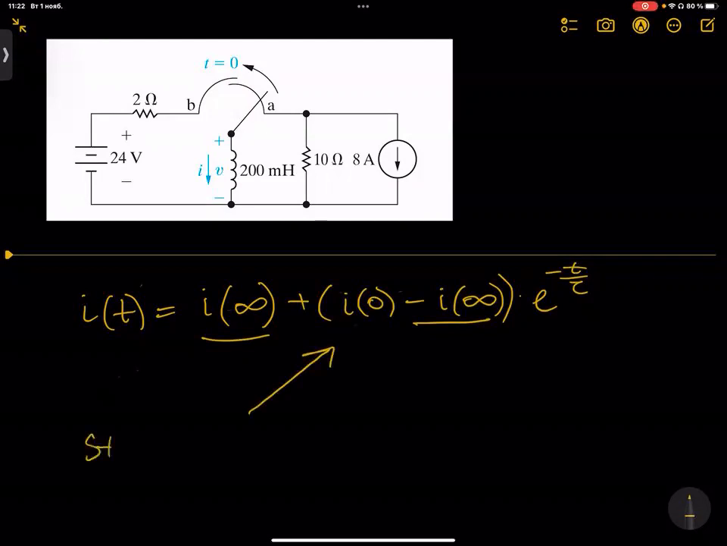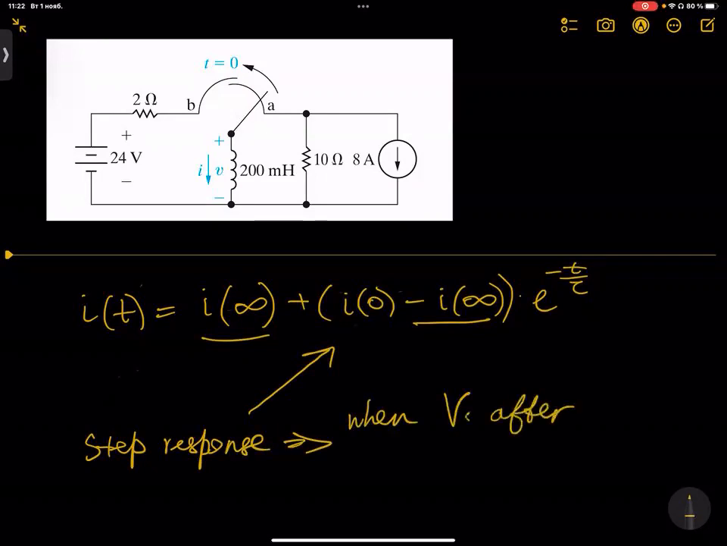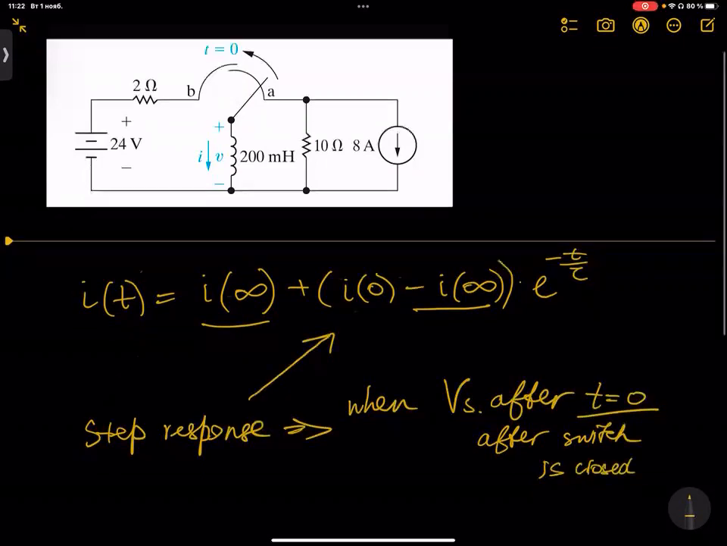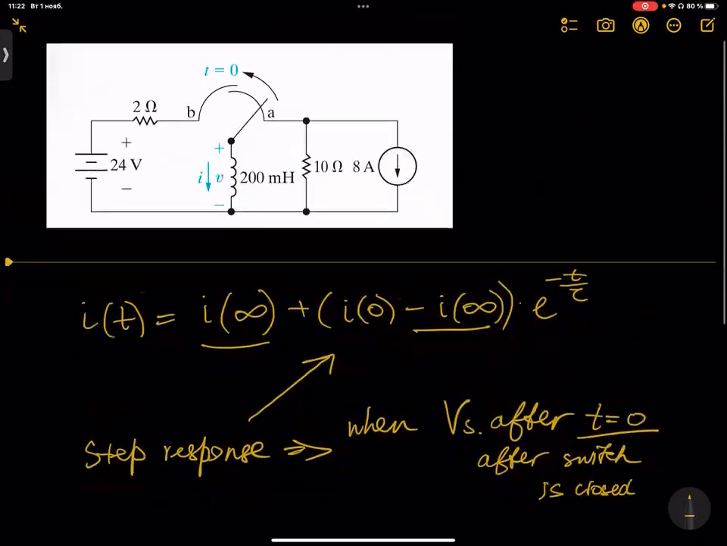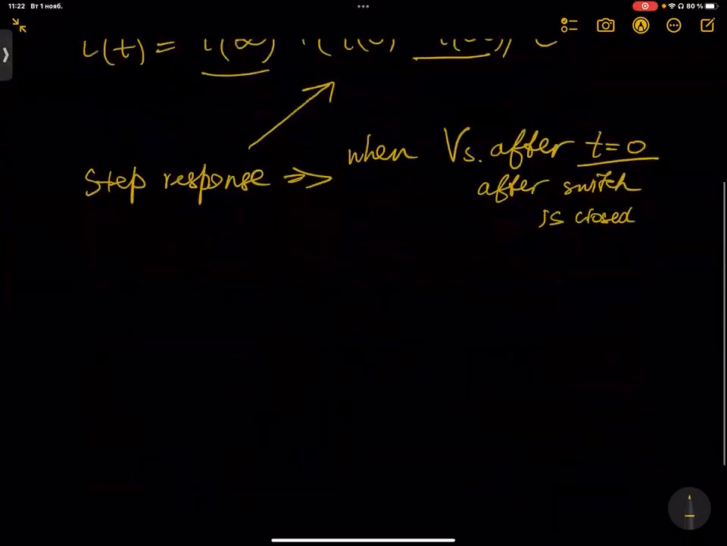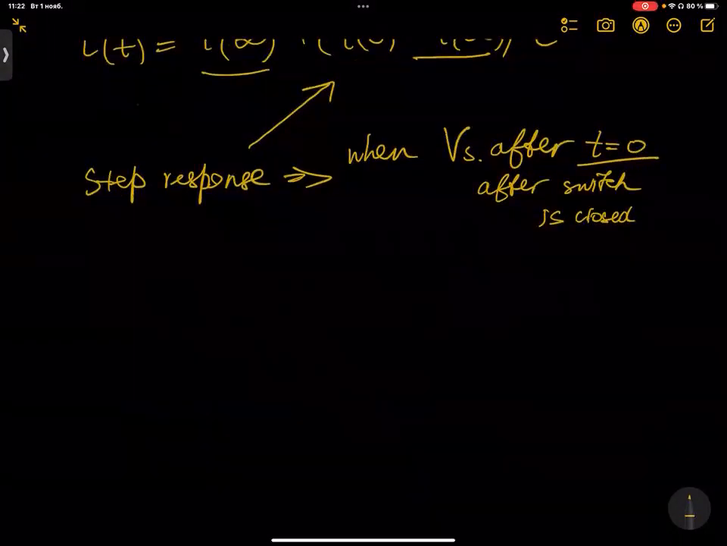So let's write the step response when there is a voltage source after t equals 0, that means after the switch is closed. Firstly, let's consider the case when the switch is open, I mean before t0. So let me redraw this part. So what do we have? As the initial case, we have to find I0.